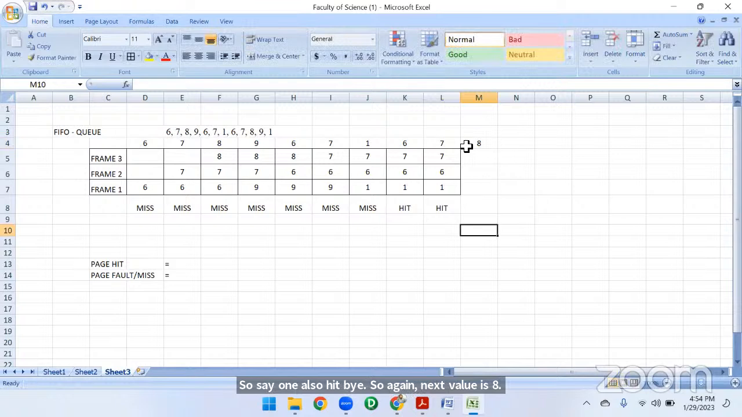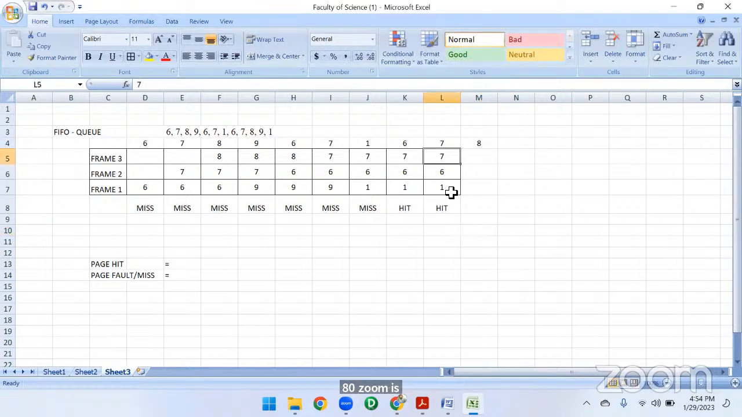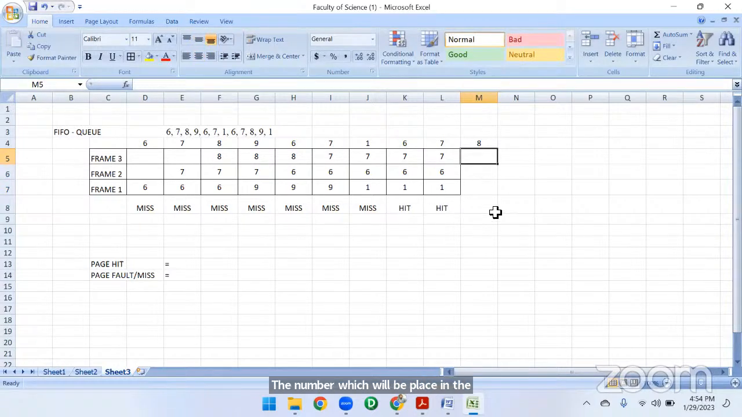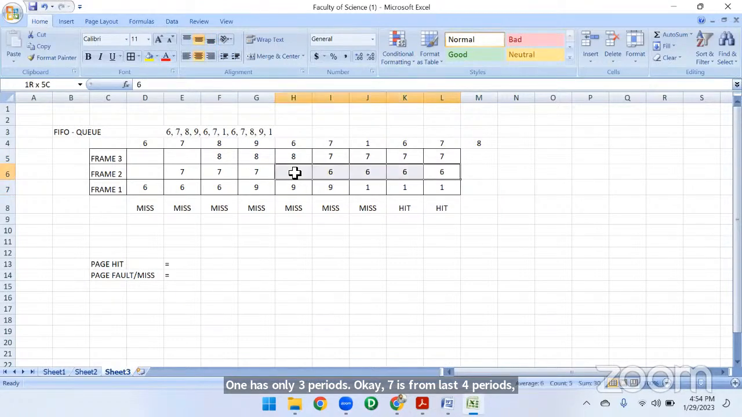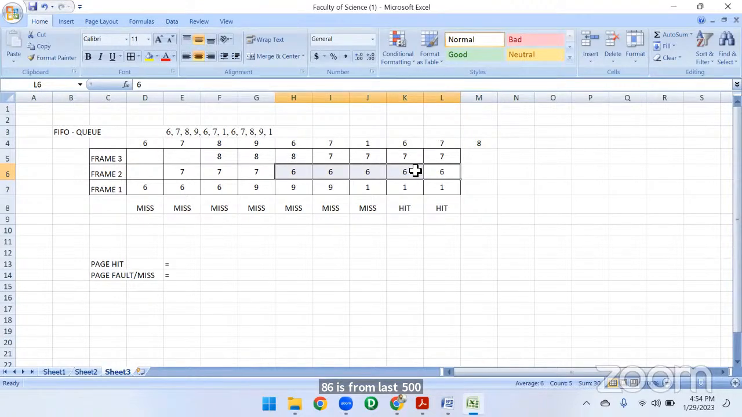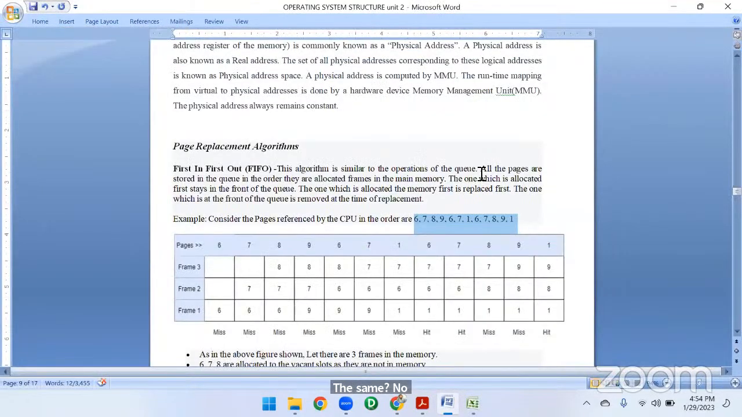8 has come, so what happens here? It will check with the memory, and now it will identify with whom it has to be replaced: the number which has been placed in the frame for the longest period. Okay. 1 has only 3 periods. 7 is from the last 4 periods. 6 is from the last 5 periods. So 6 has to be changed now. The 8 has to be replaced with 6. Now 8 will come in at the place of 6.